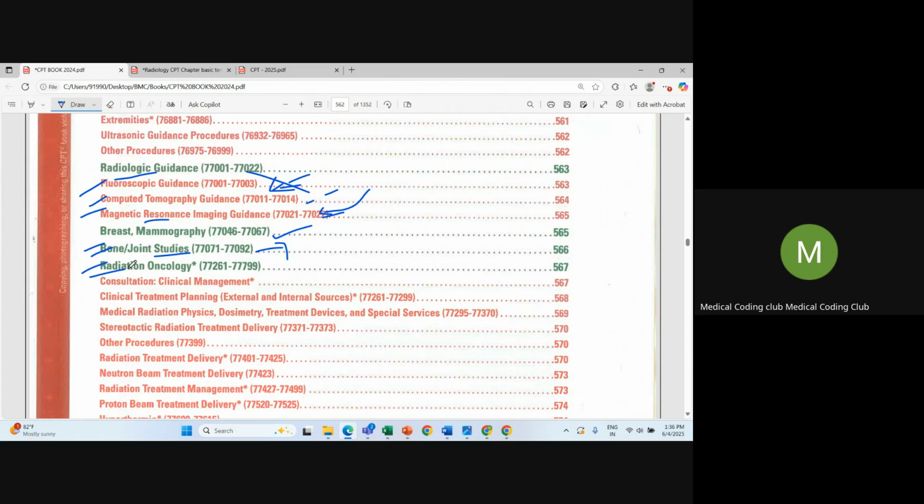Next is radiation oncology. As you all know, in radiation oncology they use high doses of radiation from various sources to treat cancer.